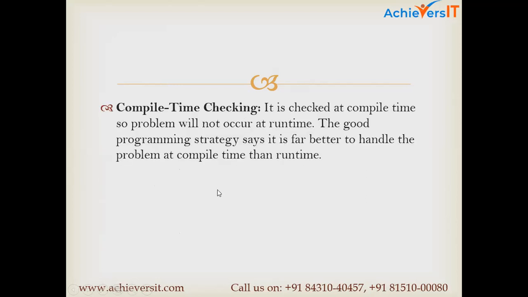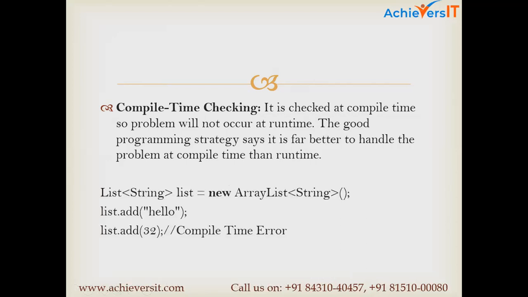Next, this is one more advantage, which I already told you. It is checked at compile time, so no problem will occur at runtime. Good programming strategy says it is far better to handle the program at compile time than runtime. Otherwise, once you execute the program only, you will come to know whether it is executing properly or not. Usually that is what happens when you're not using any type safety. But once you start using type safety, as and when you code, you can handle the errors. Most of the errors will get resolved during compile time itself. This is the example which I showed you earlier also.